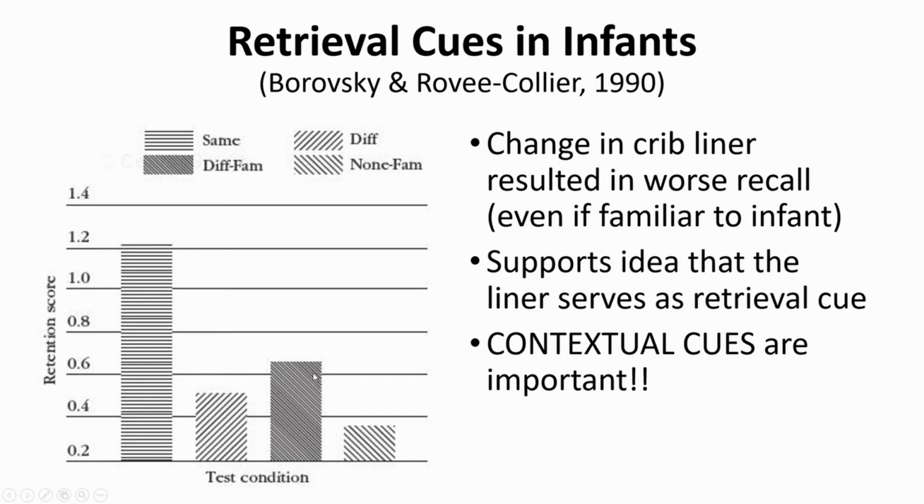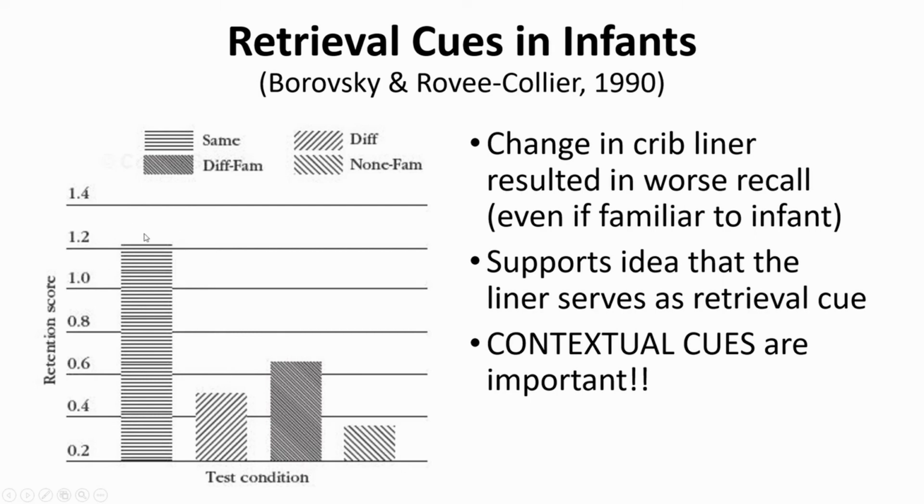And the last group here is the non-familiar, so they had no cloth liner, so their crib had no lining to it, which meant that they could look around their familiar toy room, their playroom, so it was still familiar, but there was no liner present. And so we're seeing a very distinct difference between the group that had the same context cues and the ones that had different context cues.